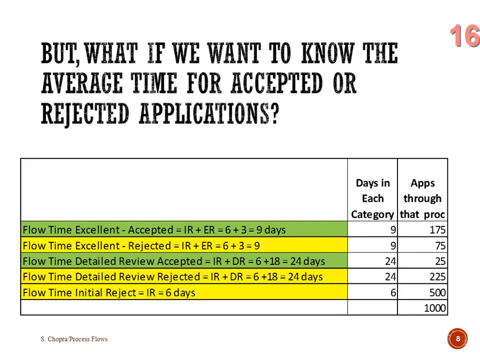And then basically they continue to walk us through this, but what if we want to know the average time for accepted or rejected applications? Well, now we've broken it down in terms of accepted, and we know that we have 9 days for excellent. So if we want to know the average time for accepted or rejected applications, we've got flow time excellent accepted is 9 days. And then we also have those that go through the more detailed review that are also accepted, and they take 24 days. Okay?